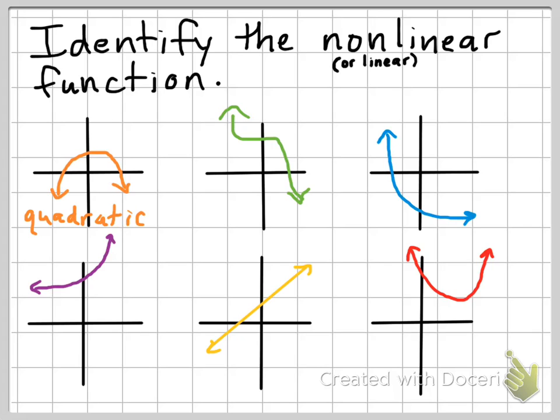Alright. Number 2, it kind of twists through. It's coming down and then curves and then goes down. So it's up on one side, down on the other side. That's a cubic. So the green one is a cubic function. Now the blue one, it's pointing up on one side and it's flat on the other side. That's what an exponential graph looks like. So the blue one is exponential.